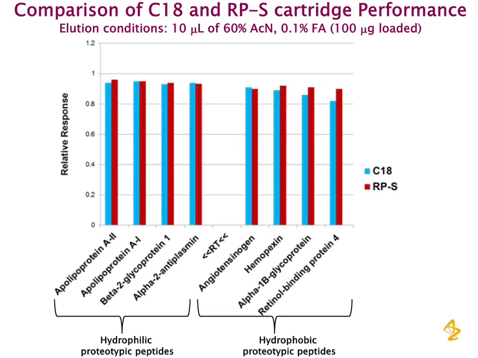However, by changing the elution conditions of the C18 cartridges to 70% acetonitrile and replacing formic acid with TFA, we obtained very similar results between the C18 and the RPS cartridges. Extended recovery studies are planned to be performed in the near future. Preliminary data suggests that the recoveries vary between 87 to 97%.